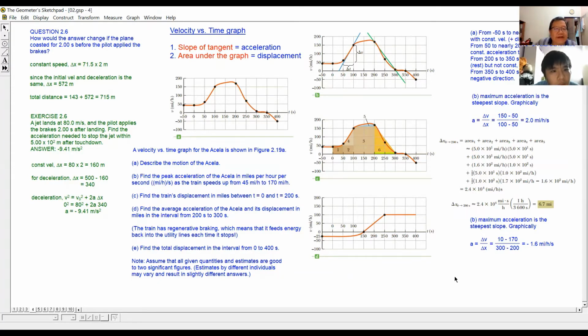A velocity versus time graph. Slope of tangent equals acceleration. Area under the graph equals displacement.